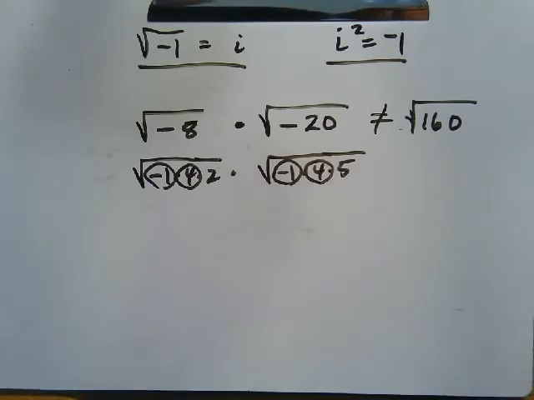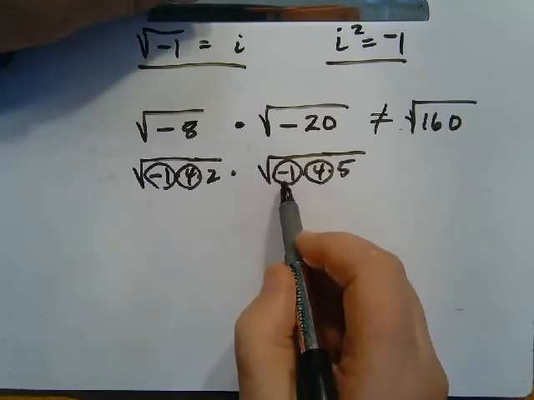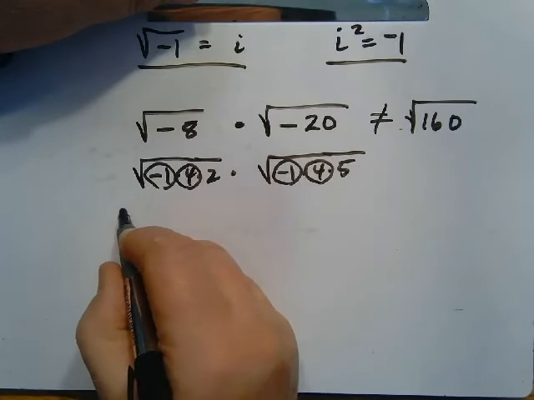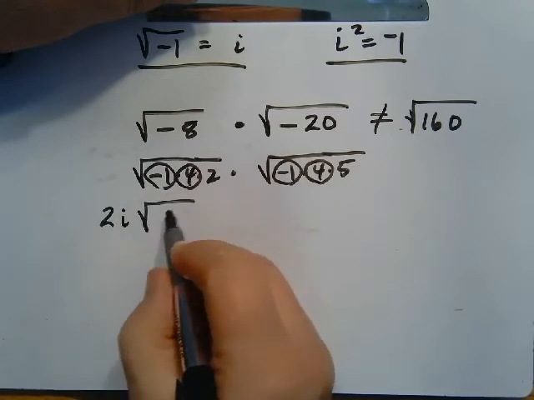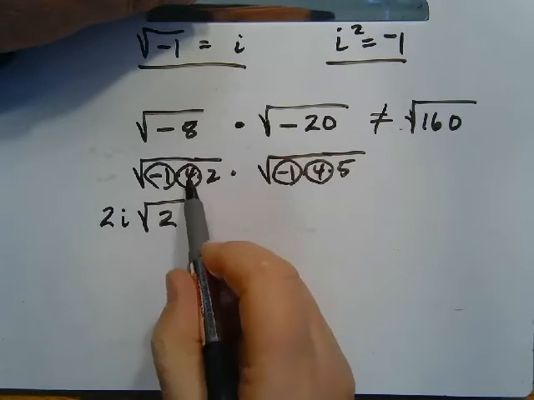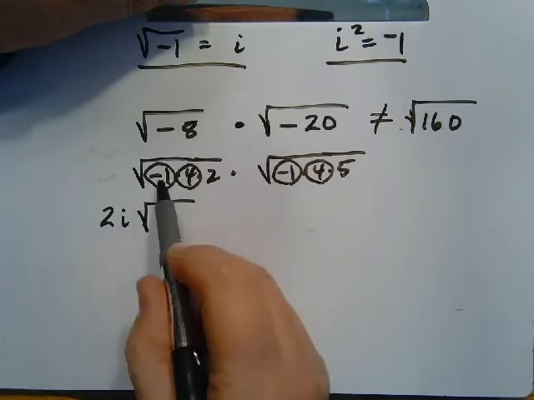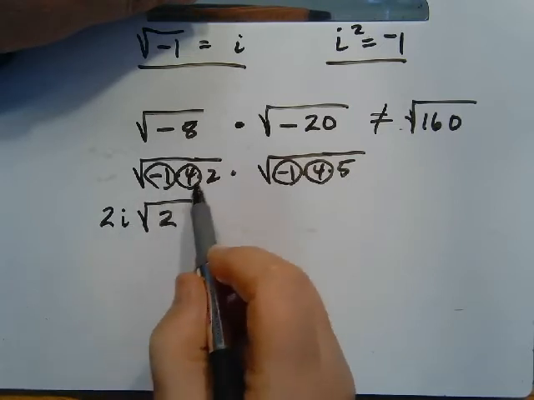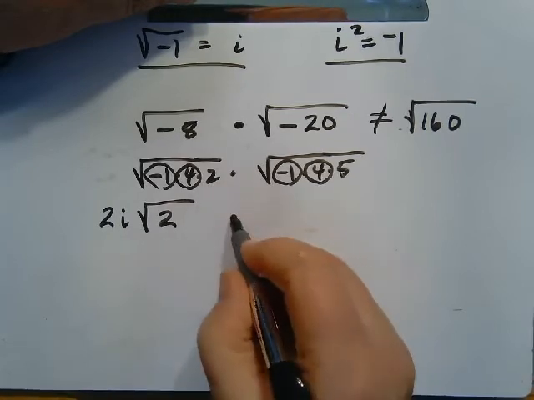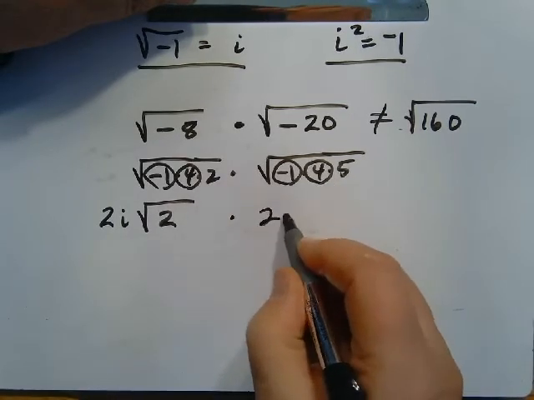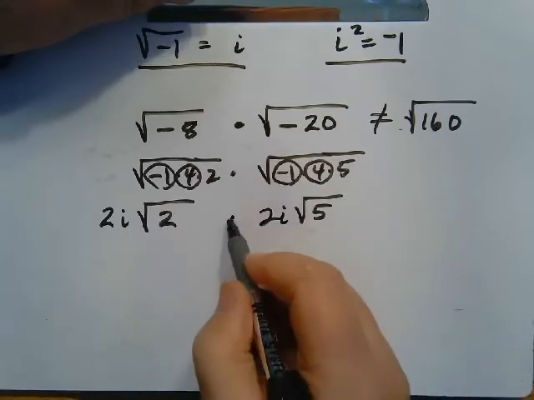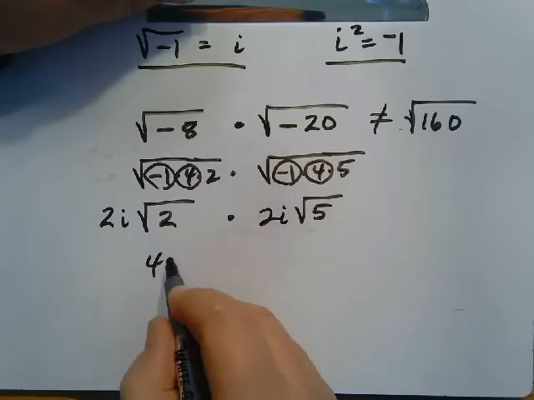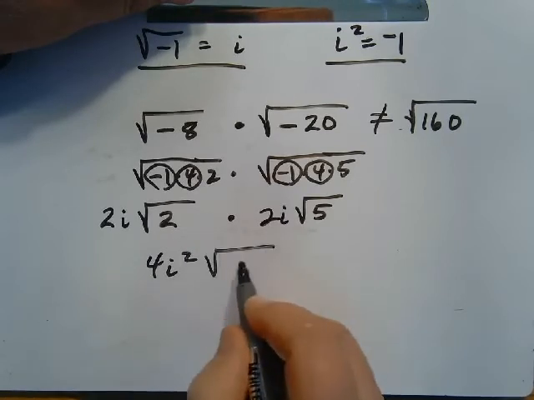They're coming out. So let's take the square root of a negative 1, that's i, and the square root of 4 is 2. I'll put it up in the front here. See that? Square root of 4 is 2. Square root of negative 1 is i. Square root of 2 is still underneath there. This again is 2i root 5. Now if I combine these, I end up with 4i squared times root 10.